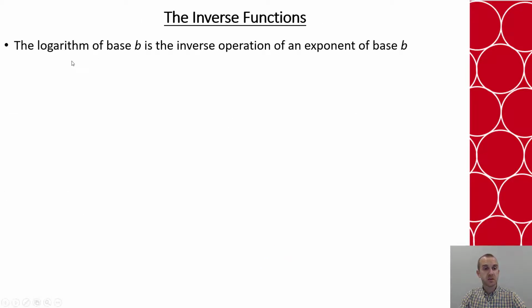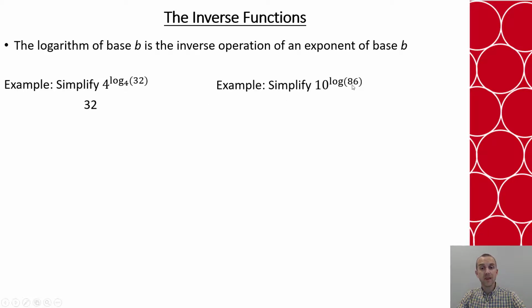Now with inverse functions, we know the logarithm of base b is the inverse operation of the exponent of base b. So if I place a logarithm in the exponent or the exponent in the logarithm, they'll simplify and leave me with the value that is representing the x in that situation. For example, 4 raised to the log of 32 to the base 4, the log of base 4 and the 4 will simplify and leave me with 32. If I have 10 raised to the log of 86, this is a log with a base 10. The exponent and the log will simplify, leaving me just with 86.